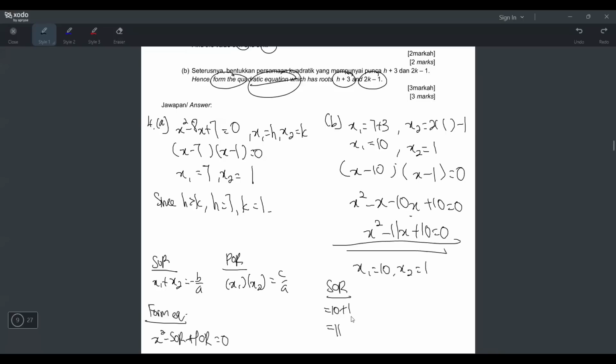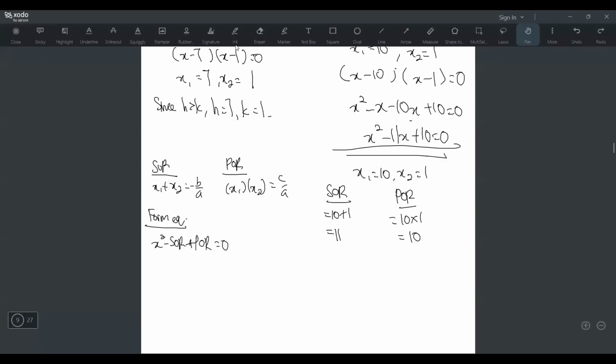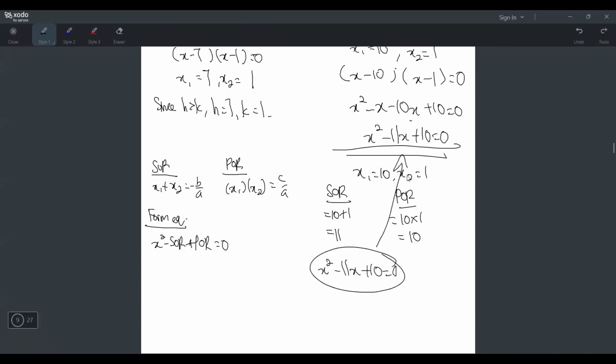So the problem now is you don't have it. So that's why you just do 10 plus 1. For the POR also, just take 10 times 1. Okay, you will get 10. And then you can use this formula to form the equation. So it becomes x squared minus SOR, but your SOR is 11, so minus 11x plus POR, plus 10 equals 0. Okay, this answer is same with this answer, right?